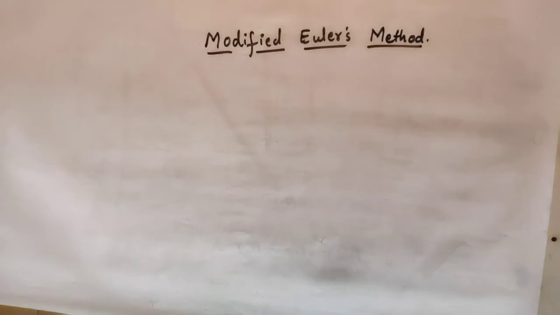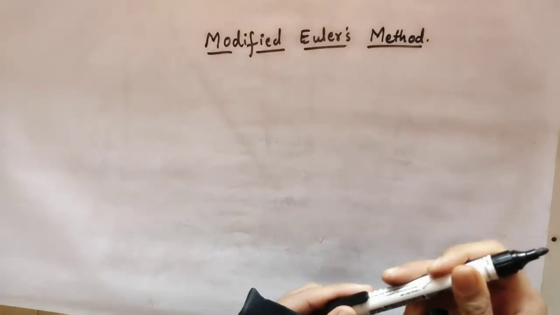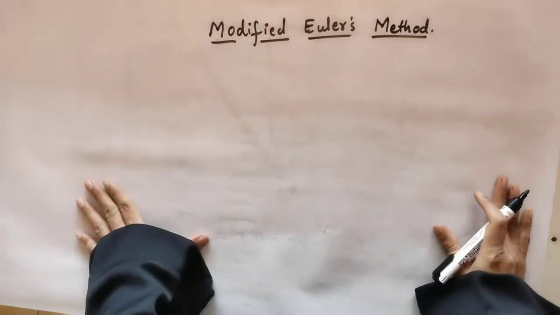Now in this session, I am going to introduce to you a new method, that is modified Euler's method. Okay, commonly you pronounce it as Euler's method. Let us see how we'll solve the problems using this method. Step by step, let us understand how do we use the formulas and how do we implement them to solve the problems. Okay, let's see one by one.